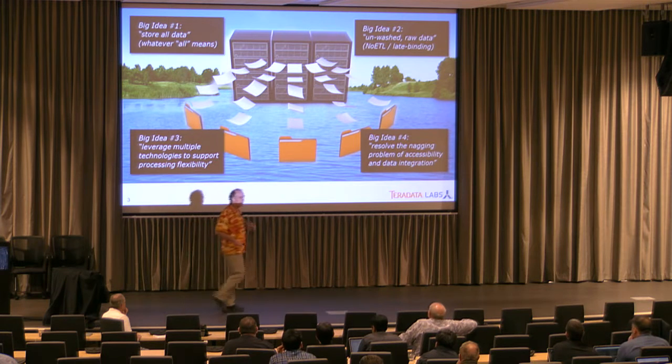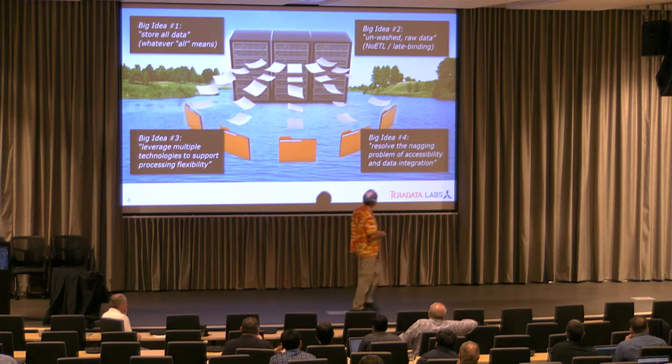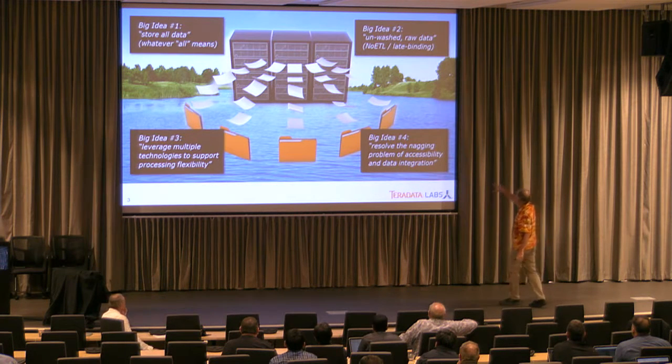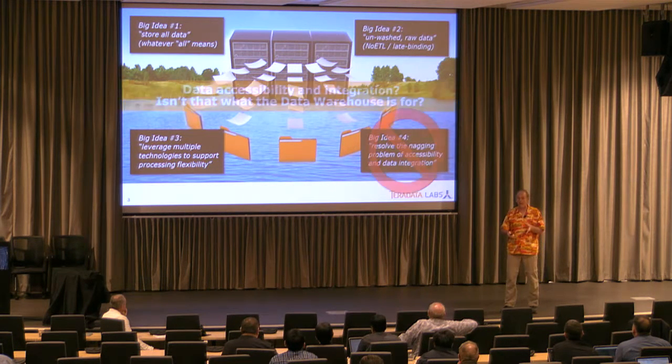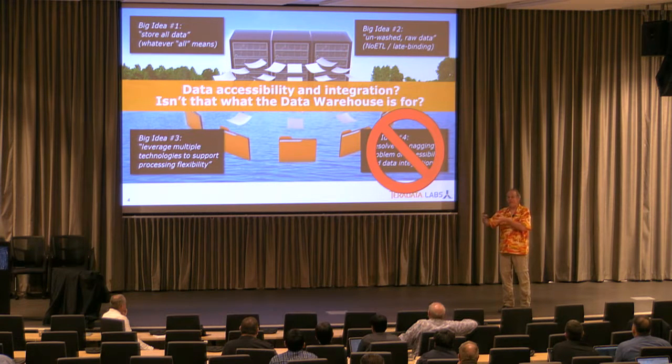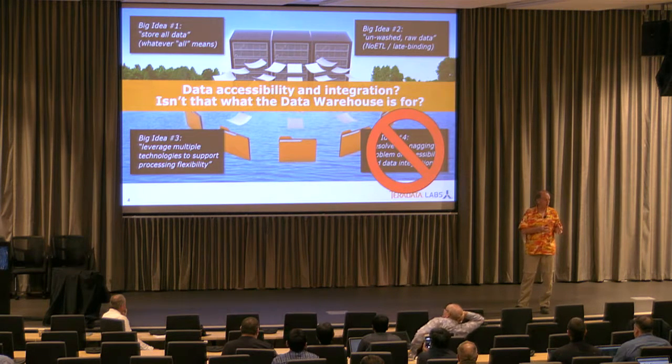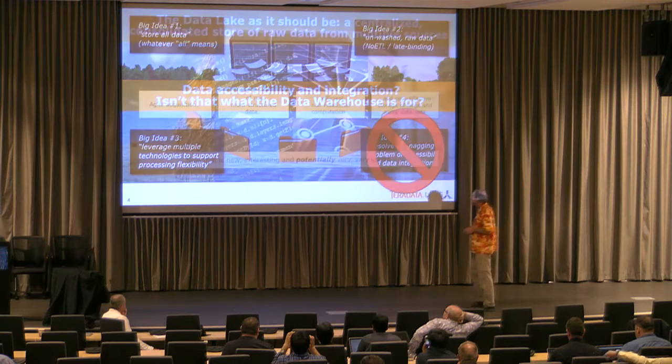This 4th idea, which I hear a lot, I think is confused. This 4th idea is we're going to resolve the nagging problem of accessibility and data integration, and I see people building a bunch of data marts in the data lake, and now they're losing the economics of the low cost of the data lake, they're losing the agility, and in the end, that's what the data product is for. That's what the data warehouse is for. So we're getting confused as to what the different pieces are.